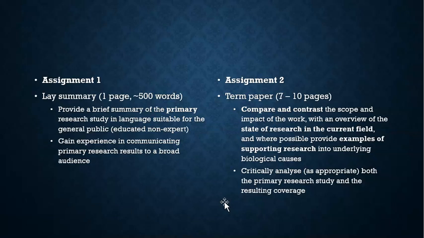Okay? Just because it's a research article doesn't mean it's good. Just because it's a news article doesn't mean it's bad. Now, they both can be good. They both can be bad. It can be one or the other.